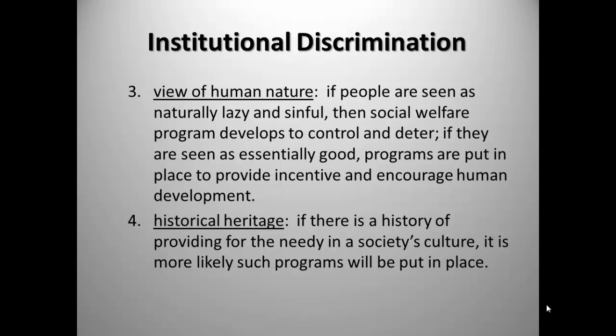And finally, the historical heritage of a society. If there's a history of providing for the needy in a society's culture, then it's more likely that programs are going to be put in place to that end. So again, the level of output, or the amount of money in a society, our view of how effectively society is functioning, our view of human beings and what they are like naturally, and our historical heritage as far as helping the needy. These are the four things that impact the kinds of programs and policies that are implemented in a society.